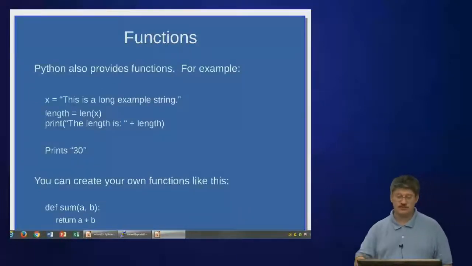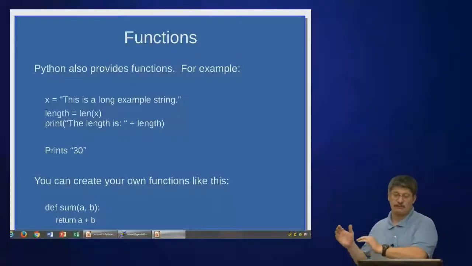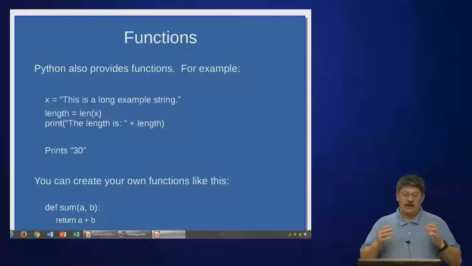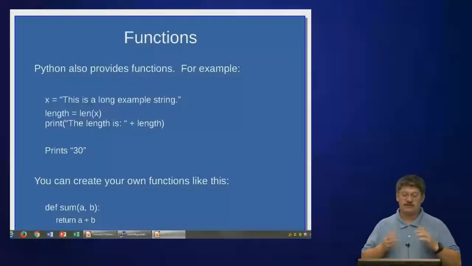Python also provides functions. A function, of course, is a way to group some code together so that it can be reused. Here I have an example of a function that's provided for us by Python, the length function. Suppose I have a variable x and I set it equal to the string literal, in double quotes, "This is a long example string." I can call the len function on x to get its length. So I can set a new variable length equal to len, and in parentheses, I can put x. And then I can print "The length is" and the length, and it will print the length is 30.